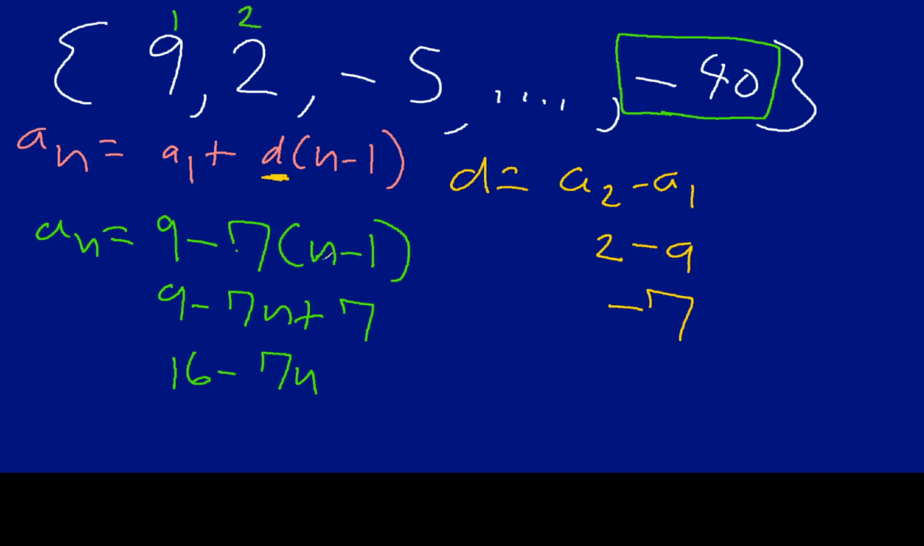If I plug in 2, 2 minus 1 is 1. -7 times 1 is -7. 9 minus 7 is going to be 2. And so you can see that it's starting to work out.